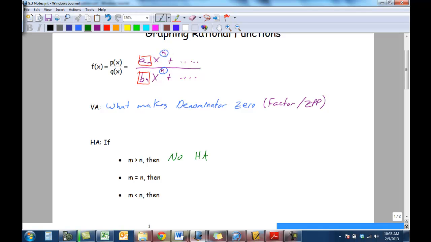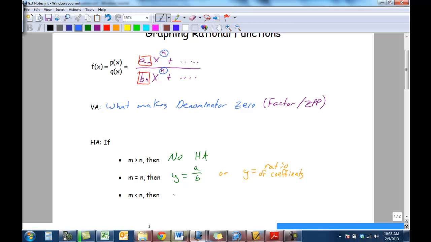The other scenario is where m is equal to n. We've seen this. If m is equal to n, then y is equal to a divided by b, or in other words, y is equal to the ratio of leading coefficients. We've seen examples of those the past couple of days. Now, the other scenario is m is less than n.